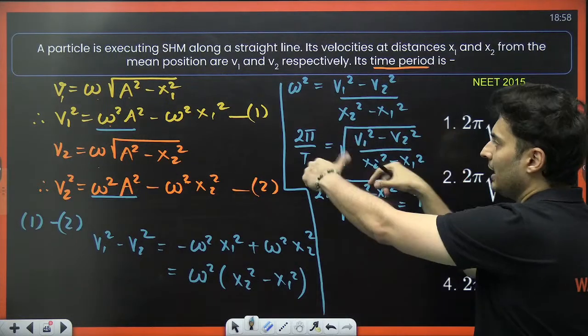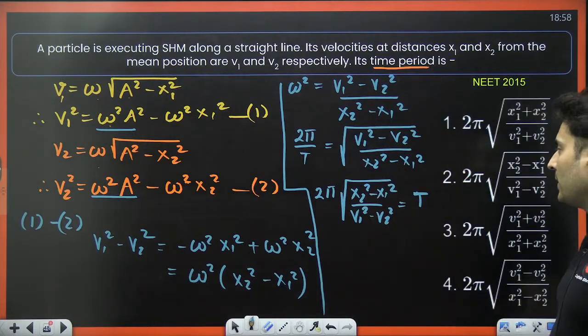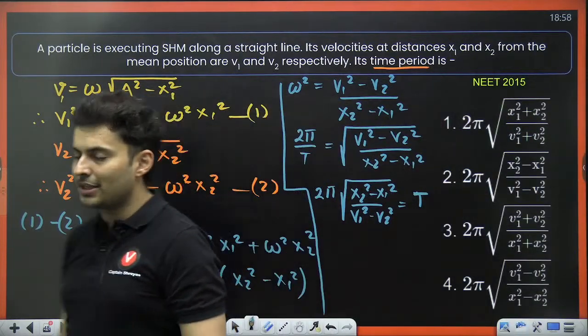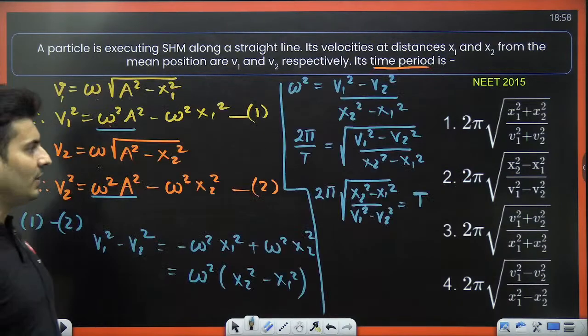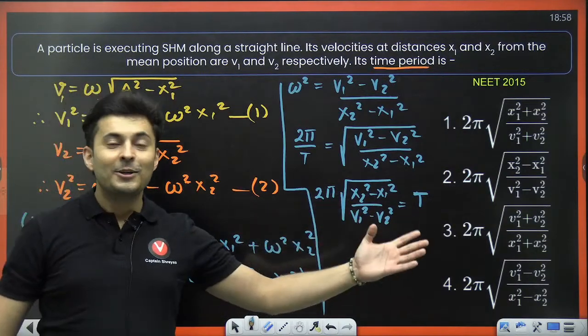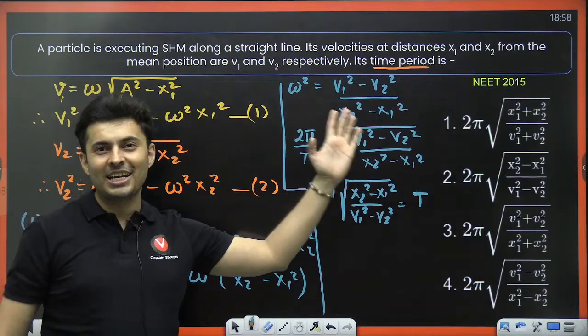Take T on the top, take the RHS on the left hand side. You will get the time period. That is it. Which option is it now? Yep, that is option number B. Very good. Excellent. So this was a very good question which was asked in NEET 2015.